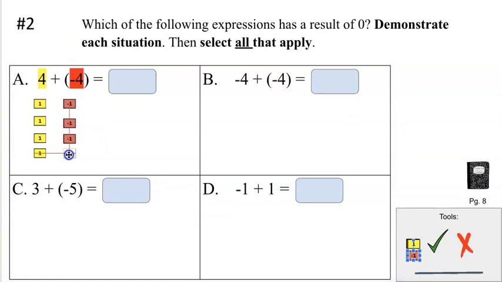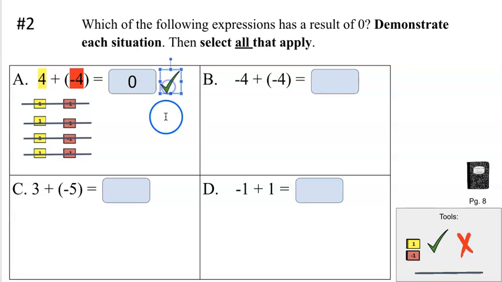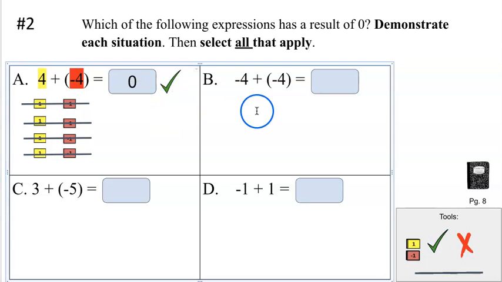So the next step is we look if we have 0 pairs. If we notice we have 4 0 pairs, so yes, we need to come over here and get our line. And here's 1 0 pair, and we have yet a second 0 pair, a third 0 pair, and a fourth 0 pair. So as you notice, we don't have anything left over. So that's going to be a 0. We're going to go ahead and put a 0, and we are looking for all that apply. So because this is a 0, this is a situation that gives you a 0, you're going to come here and get this check, and you're going to put it here. Yes, that does apply.